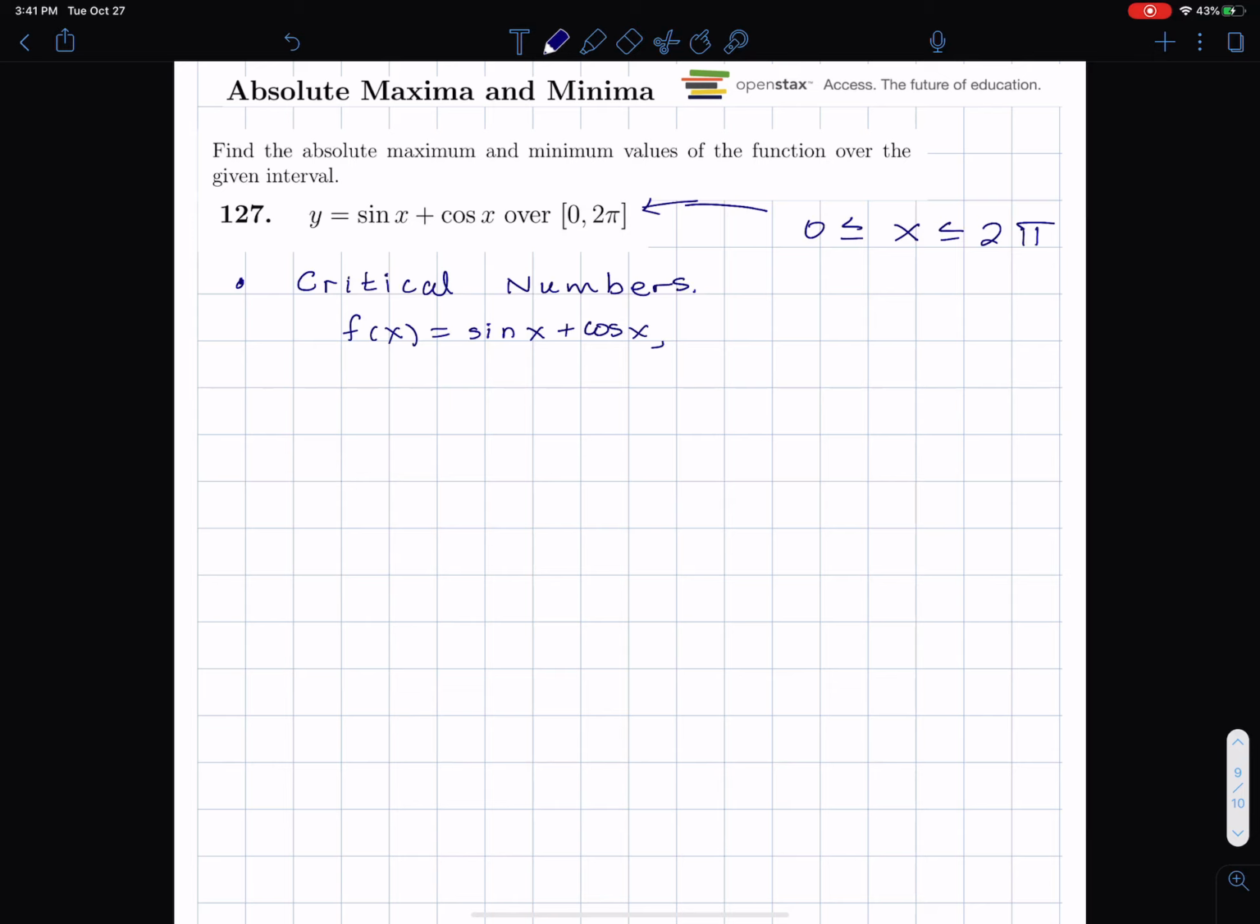Now in this case, we could start off looking at what the domain is. The domain's all real numbers. The derivative shouldn't be so difficult. Derivative of sine x is cosine x. The derivative of cosine x is negative sine x.